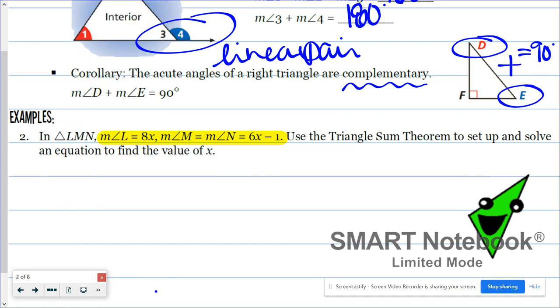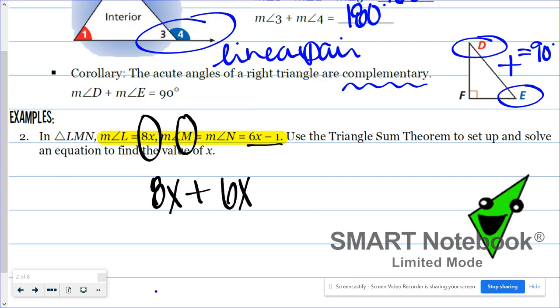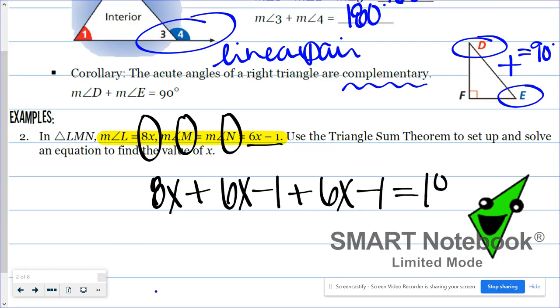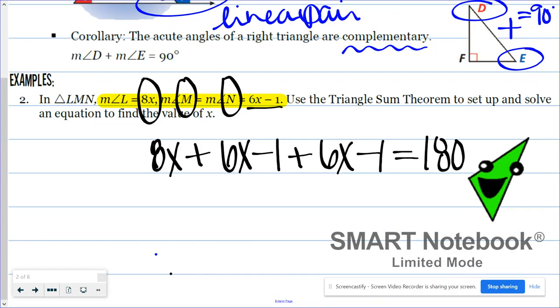So there are three angles here. You've got angle L, which is 8x degrees. You've got angle M, which they said is 6x plus 1, I'm sorry, 6x minus 1. And you have angle N, which is also 6x minus 1. So here is my equation using the triangle sum theorem. I'm adding all three angles together, and I'm getting 180 degrees.